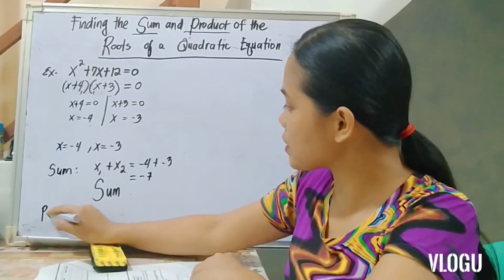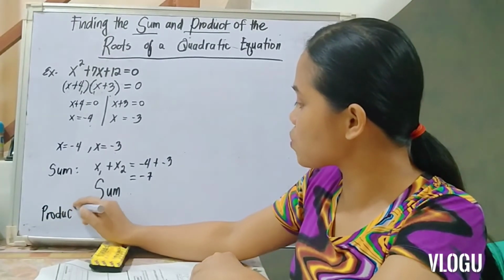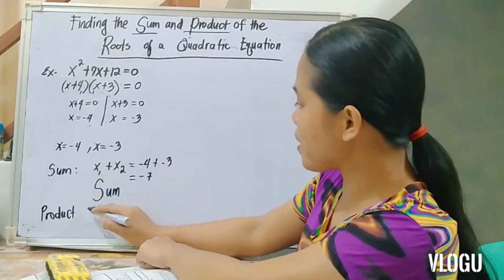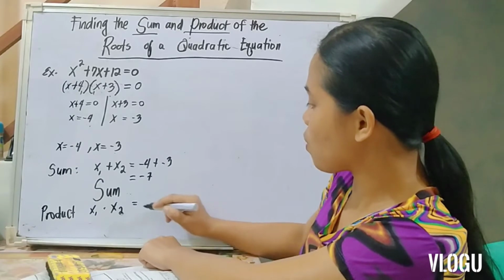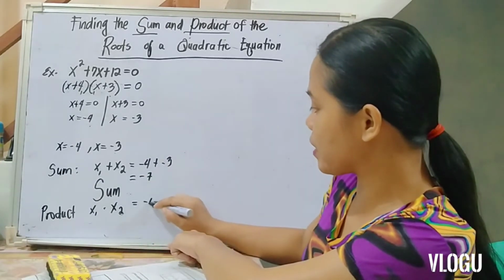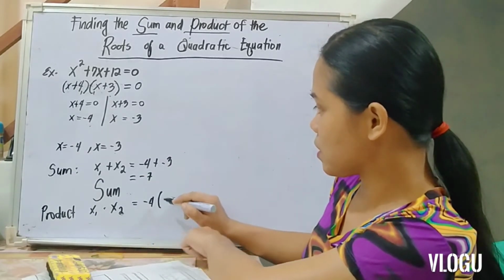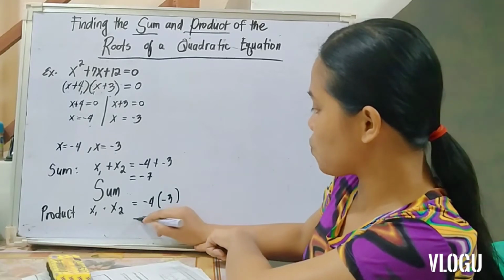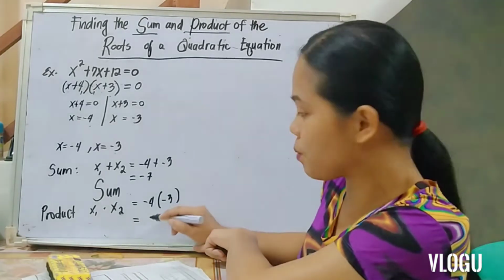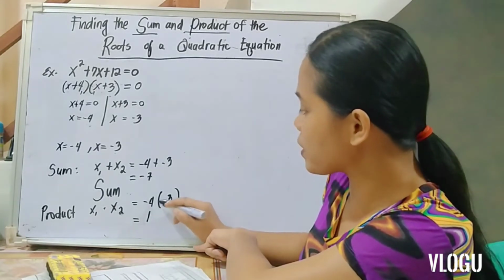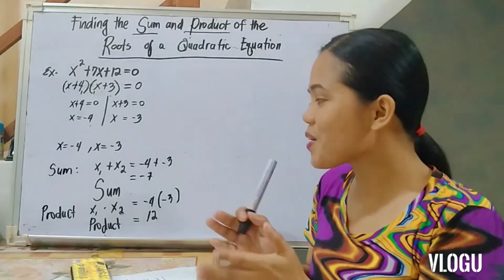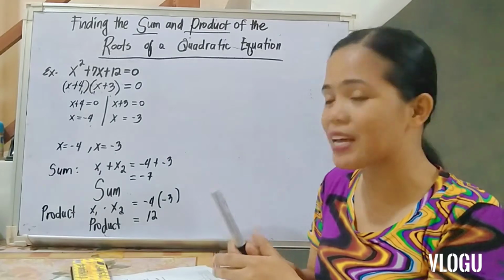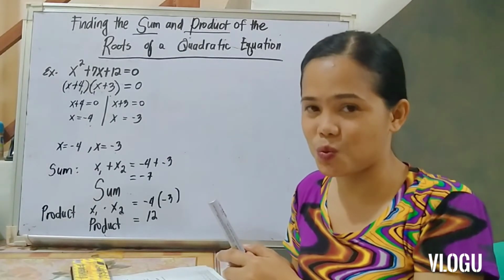And the product, so we are going to multiply. So we have x sub 1 times x sub 2 equals, substituting, negative 4 times negative 3. Negative and negative will become positive. So 4 times 3 is equal to 12. So there you have it. The sum is negative 7 and the product is positive 12.